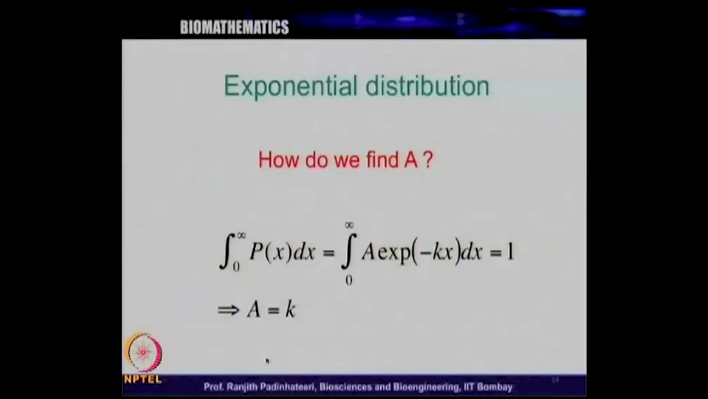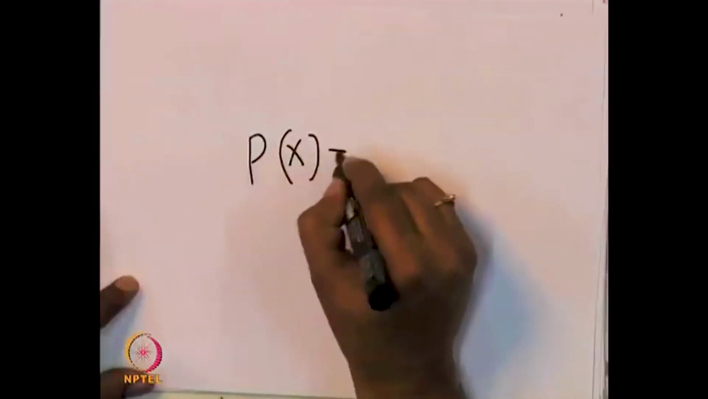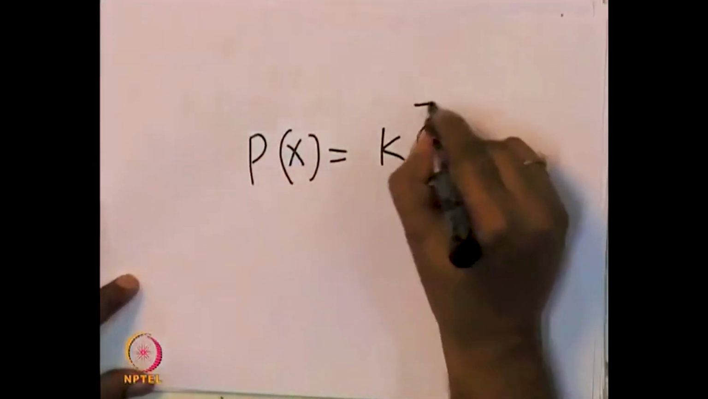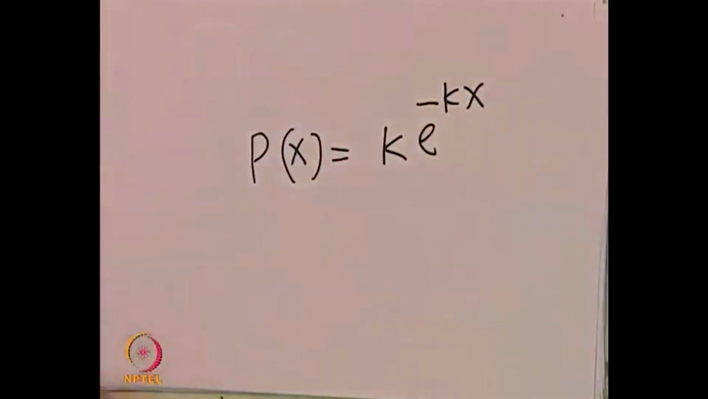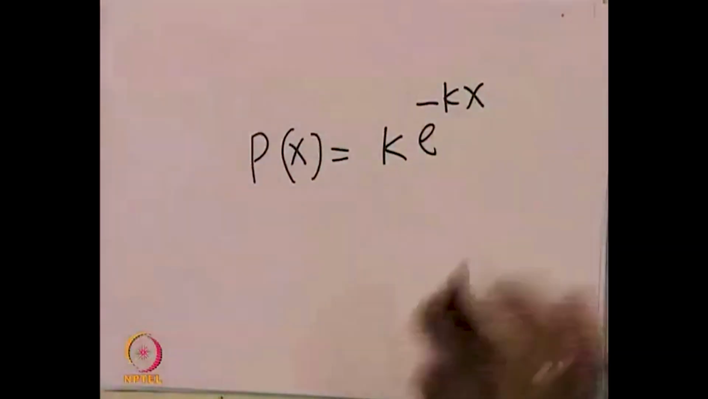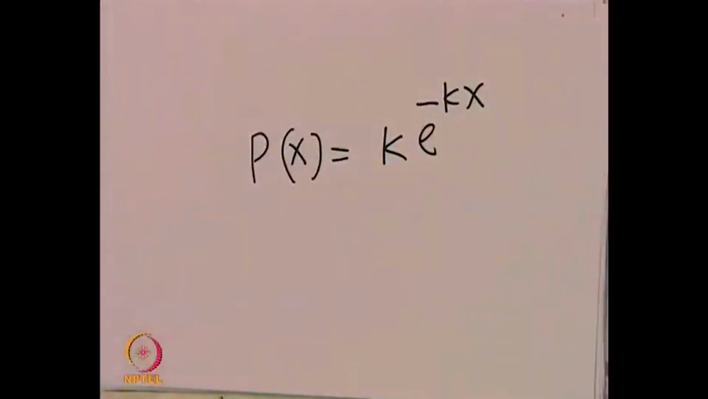This is what is shown here. The way to find a is that if you do this integral 0 to infinity p of x dx and equate that to 1, we will find that a is nothing but k. So, our distribution function p of x is nothing but k e power minus k x, such that the integral of p of x dx is 1. If this is the case, now we know the distribution function.